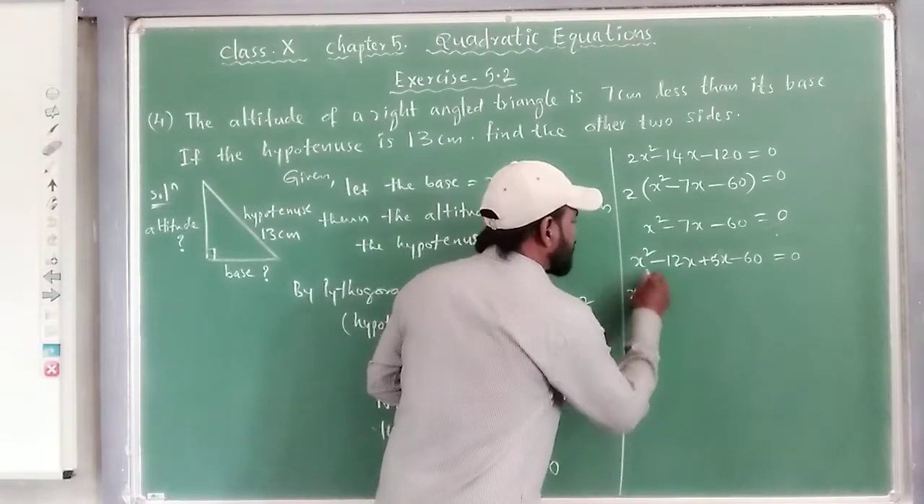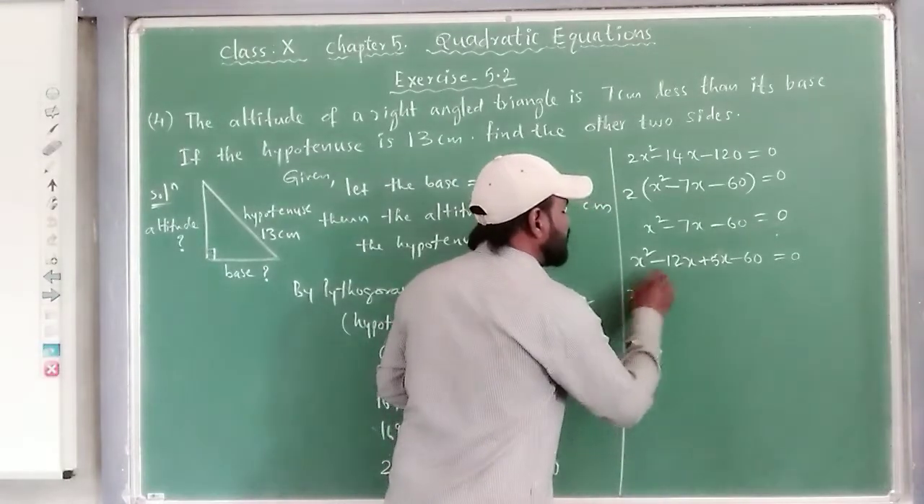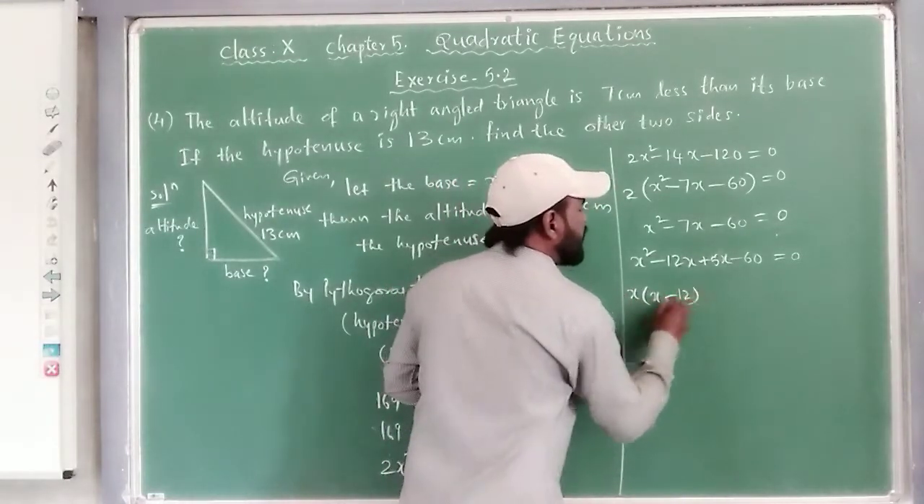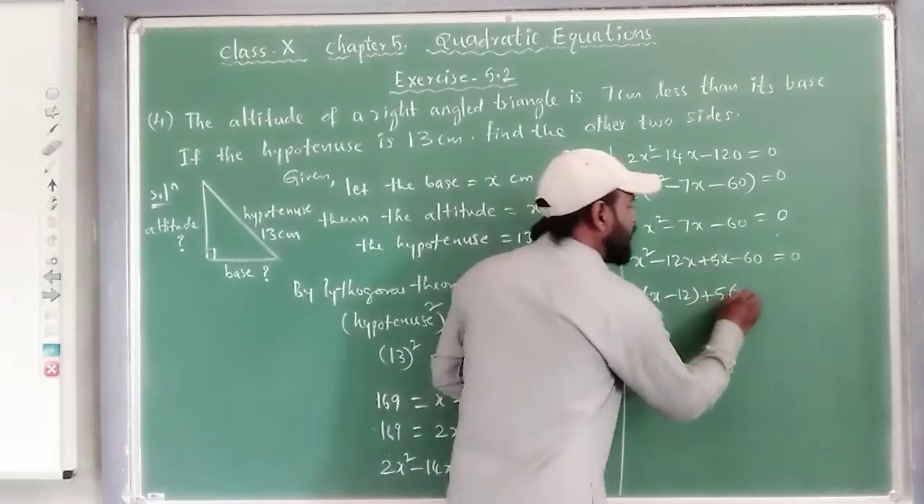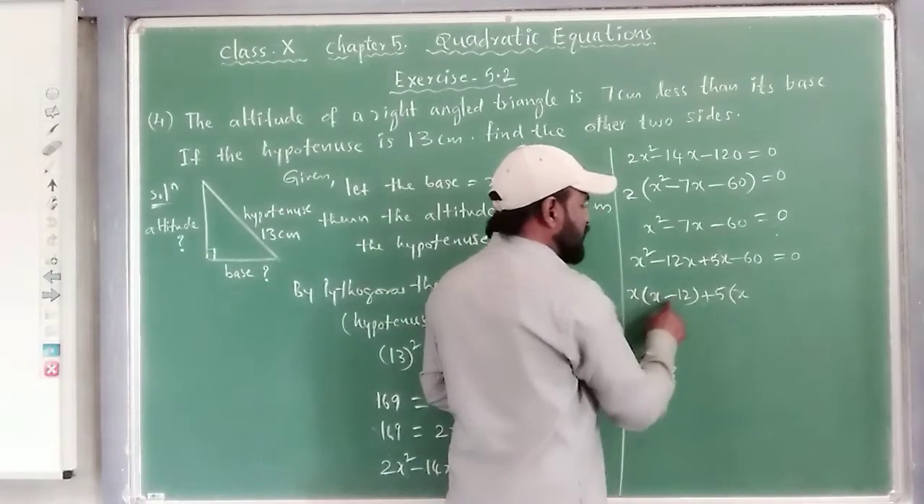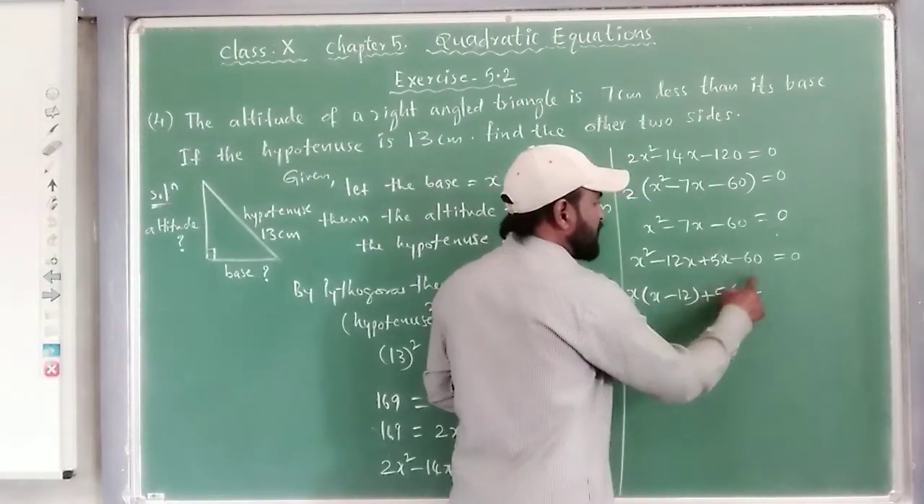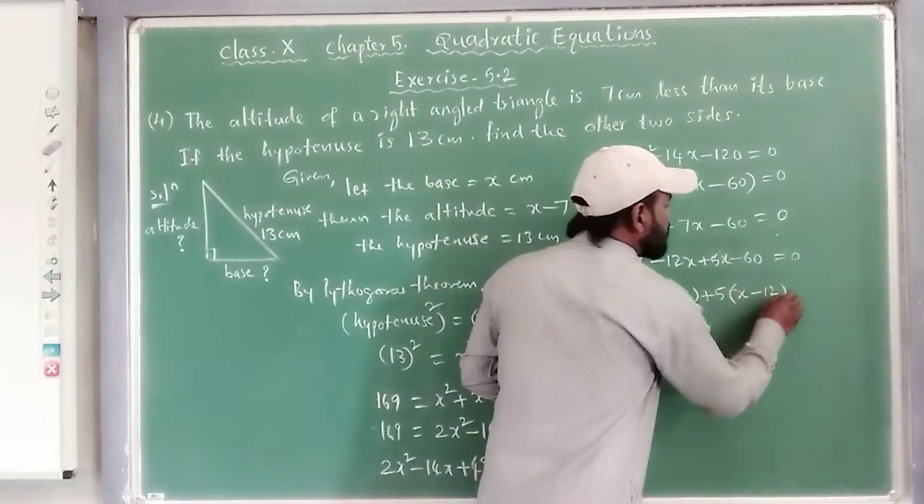You can take x as common, x will be remaining. From this x is taken outside, 12 will be remaining. From this again I am taking 5 as common. So when 5 is taken out, x will be remaining. Plus is there. In order to get minus, I have to write minus. Plus into minus is minus. 5 times 12 is 60.